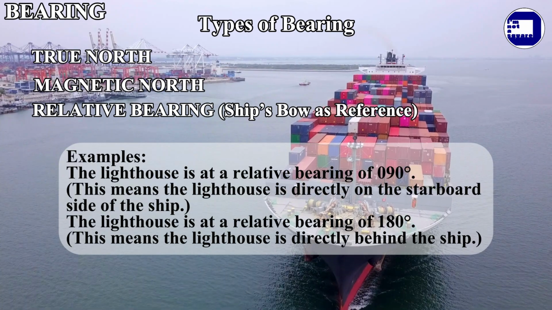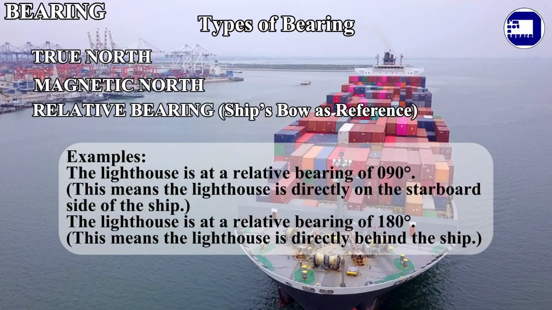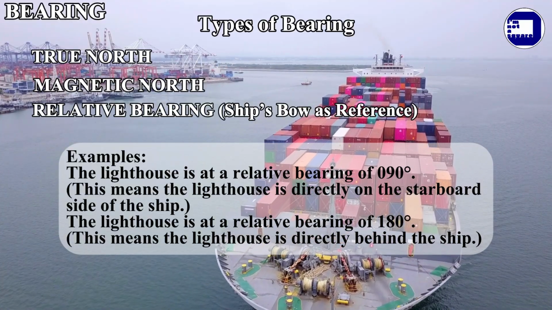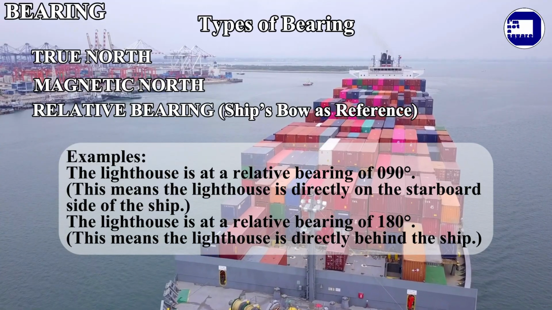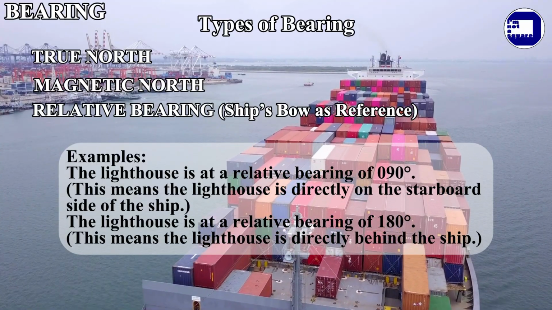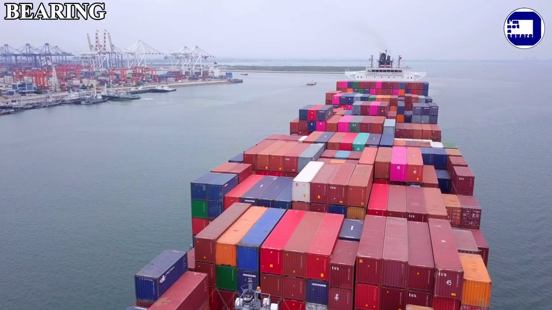Examples. The lighthouse is at a relative bearing of 090 degrees. This means the lighthouse is directly on the starboard side of the ship. The lighthouse is at a relative bearing of 180 degrees. This means the lighthouse is directly behind the ship.